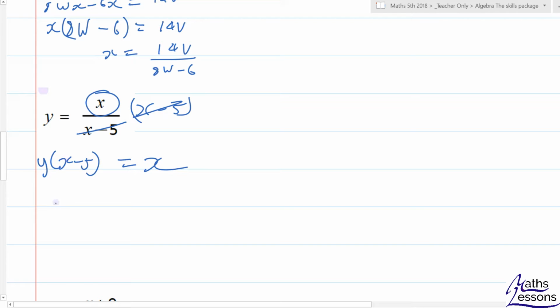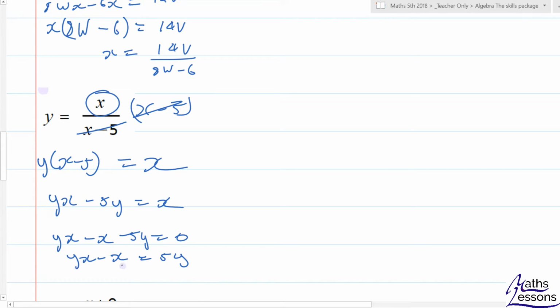And therefore multiply out the brackets. yx minus 5y equals x. Get the x's on the same side. yx minus x equals, get the non-x bits on the other side, 5y. Factorise. x times y minus 1 equals 5y. And then we can finish off by dividing both sides by y minus 1. That gives me the x on its own.